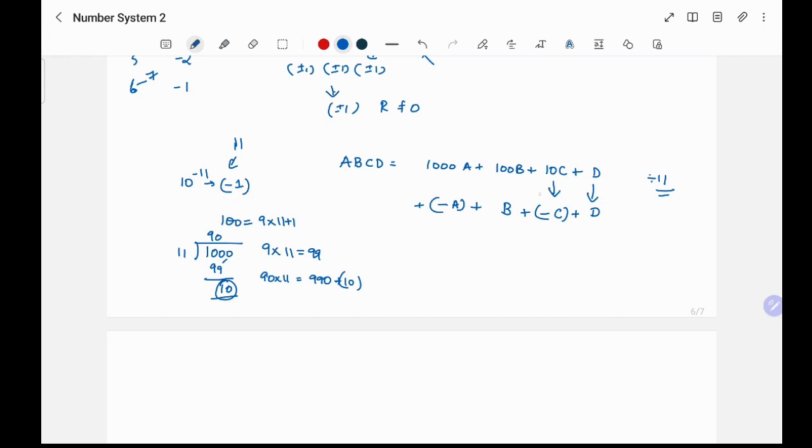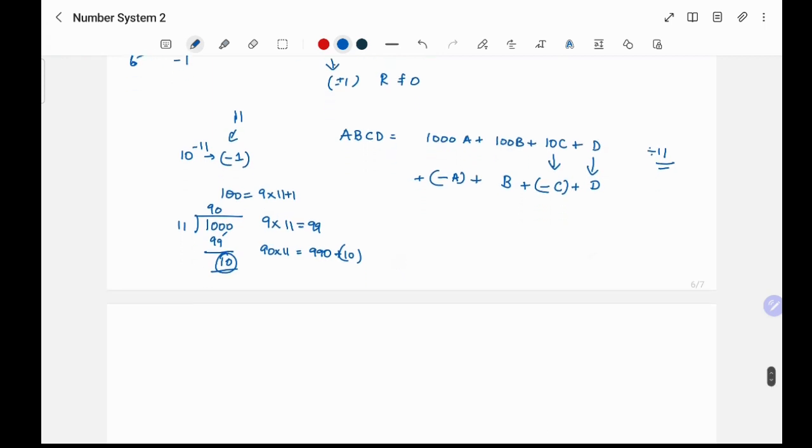So it is similar for all odd powers of 10. The remainder is minus 1. And for all even powers of 10, the remainder is plus 1 when divided by 11.